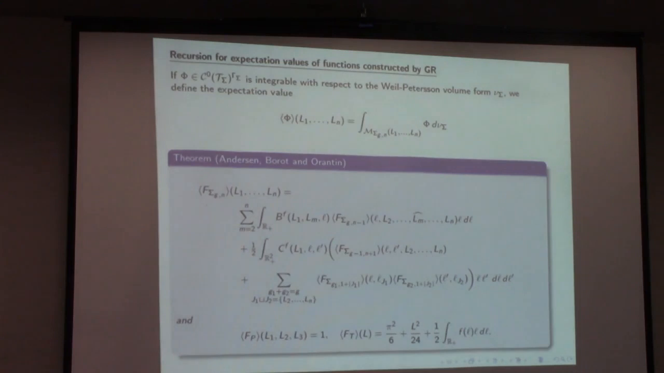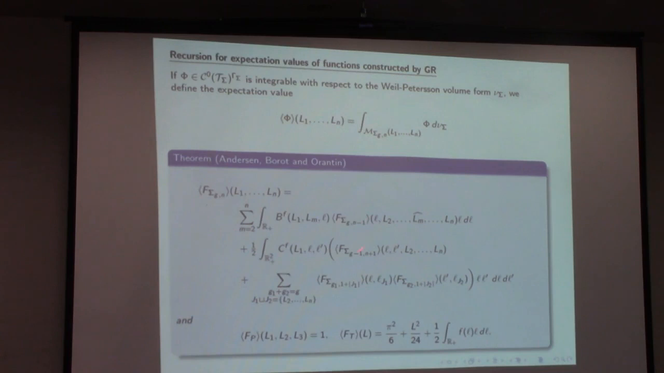So, in other words, I get a completely explicit recursion for the averages here, which doesn't require me to compute these functions. Of course, it can be very difficult to compute these averages over all curves from moduli space, right? But I don't need to compute the averages. So really what this means is that I run GR, I get functions. If they can be integrated, then they satisfy this recursion here.